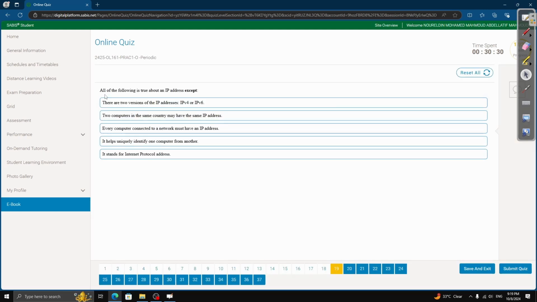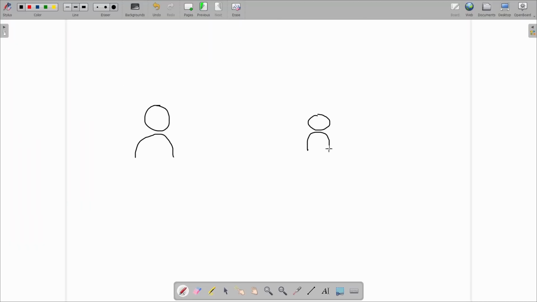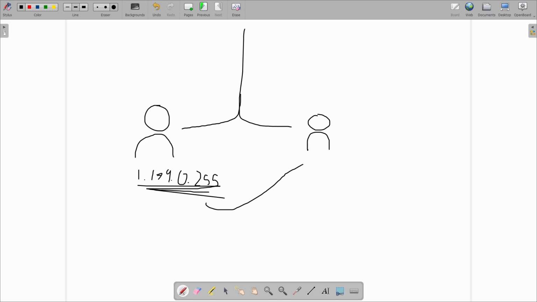All of the following are true about an IP address. They are indeed stored in IPv4 or IPv6. However, two computers in the same country cannot have the same IP address. Let us say these two people have the same IP address, let's say 1.179.0.255. This person also has the same IP address. But let's say a signal is sent to this specific IP address. Since these two have the same IP address, data won't be able to be sent.